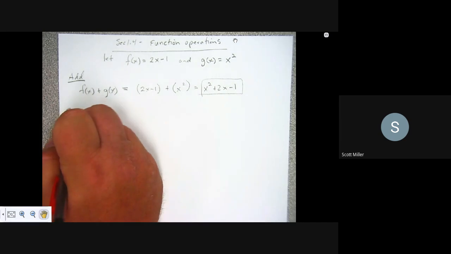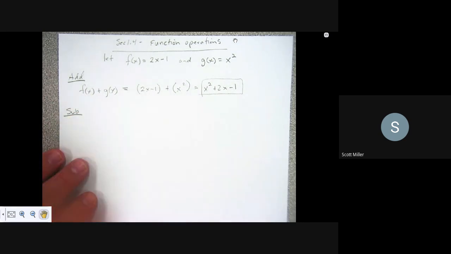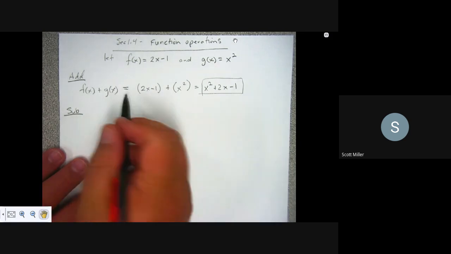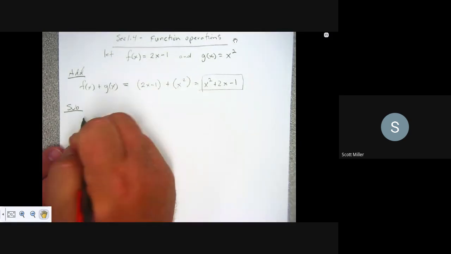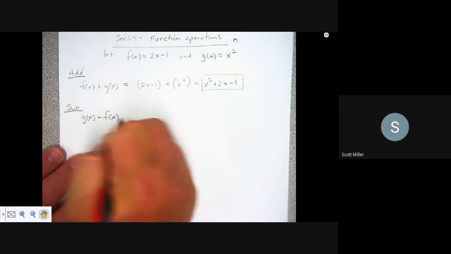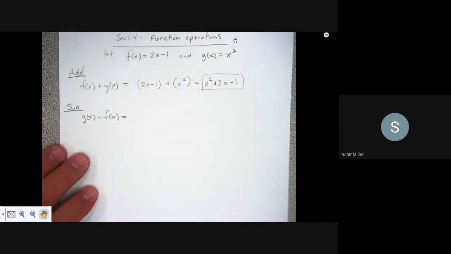Now, the other notation that they use for this, actually, wait, let's go through all this first. So let's look at the subtraction. I can do this a lot of different ways. I'll just do the same two functions. This time, you know what? I'm going to do it backwards. Let's do g of x minus f of x.